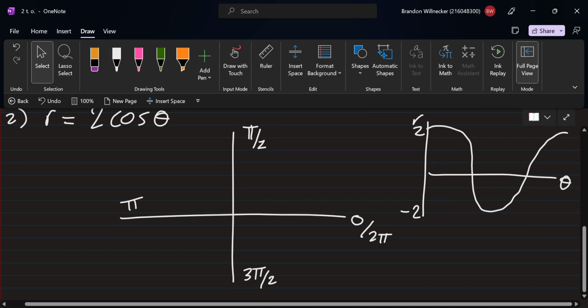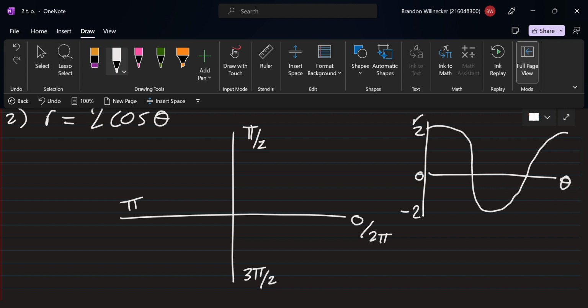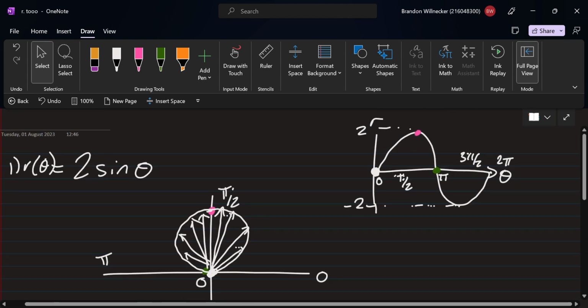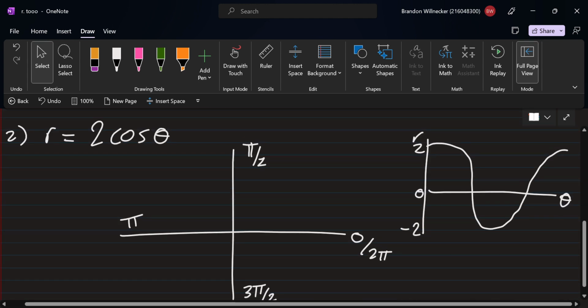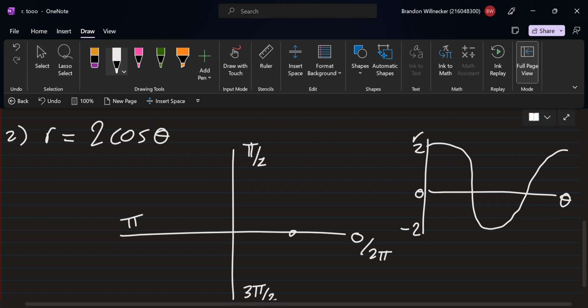Okay, so now we can see when the angle is 0, the radius is 2. So now, before we started at the origin, now we're going to start 2 away from the origin. But the angle is 0, so we're along here, and we're a distance 2 away from the origin. Okay, so we'll put that in white over there, so that's this point over there.